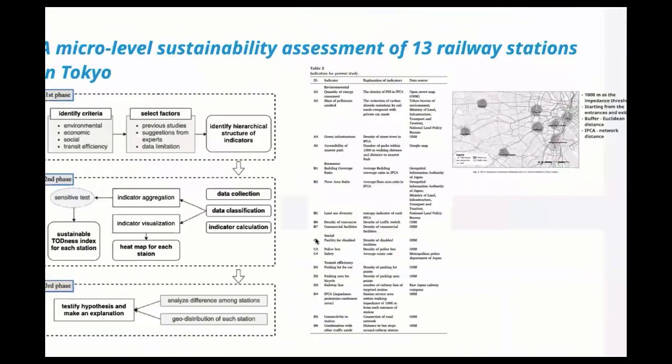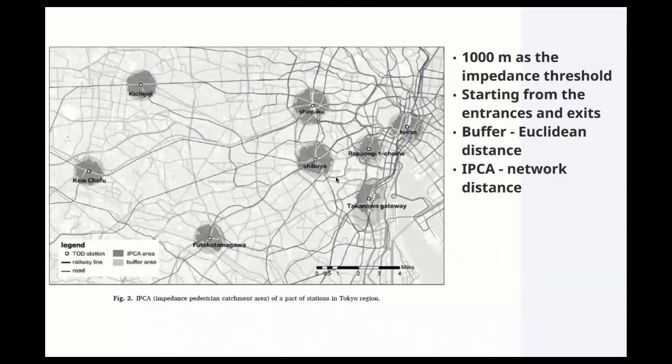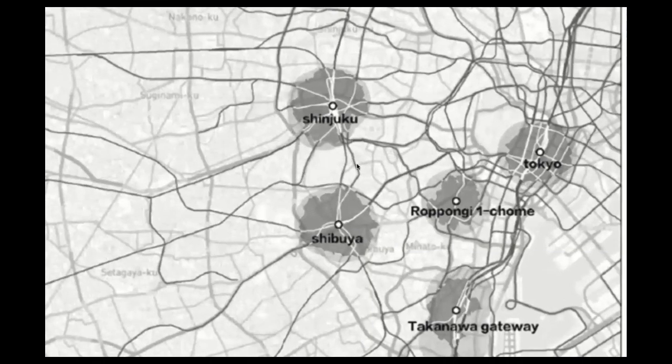I think I do have a slide. Okay, and here is a closer view of how they defined their IPCA, the impedance pedestrian catchment area. It's not very clear, and they're just trying to show you an illustration of how this works. So it's not about all the 13; I think they're only showing 7 or 9 here. So, a closer look: this more irregular shape is their IPCA, which is network-based. And they use 1,000 meters as the threshold to define a walking distance. So basically, within the area, they would consider this to be the service area for each station.